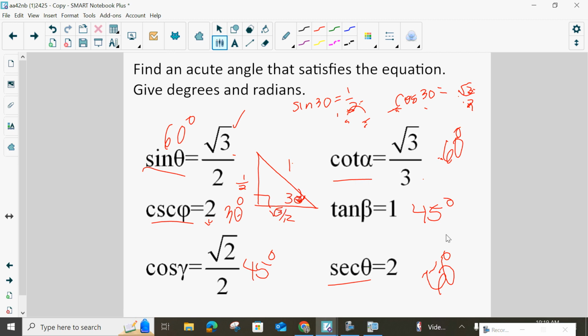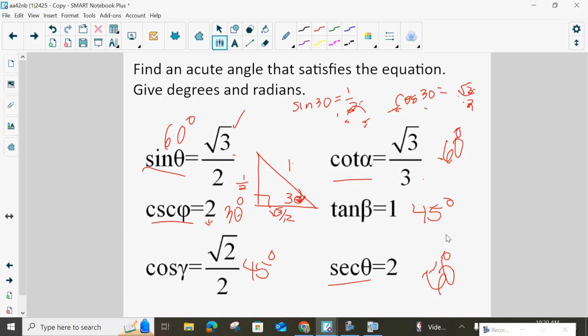Yeah. Sure. Yeah, that'd be fine. But do you know the decimal for rad 3 over 3? Okay, that's fine. All right.